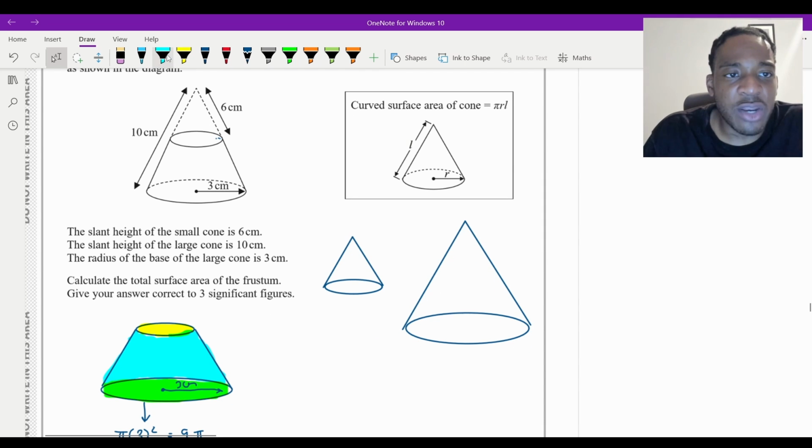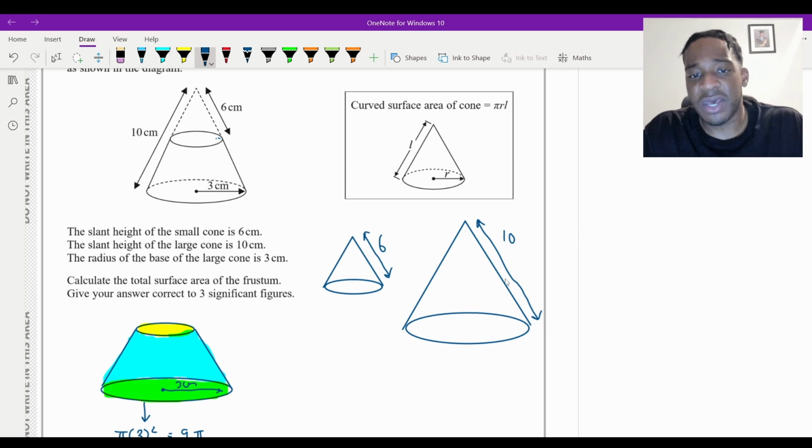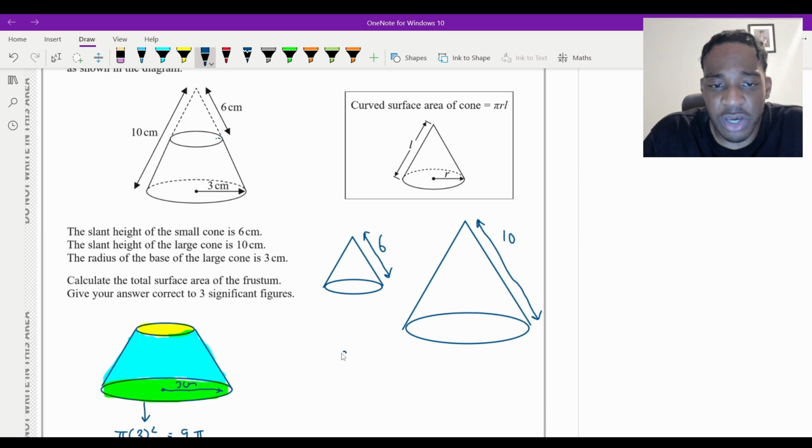Now what do I know? For the small cone, I know that this distance here is 6, as given to us in the diagram, and the larger one's slant height is 10. So I can put a 10 here. Same thing on either side, so I can put a 10 here like this. Now, because they're mathematically similar, there has to be some scale factor whereby I multiply 6 by a certain number and it will take me to this 10. And that is just called the scale factor. The way you work this out is you just do the larger value divided by the smaller value. So it's going to be 10 divided by 6, which is equal to 5 divided by 3. So the scale factor is 5 over 3.